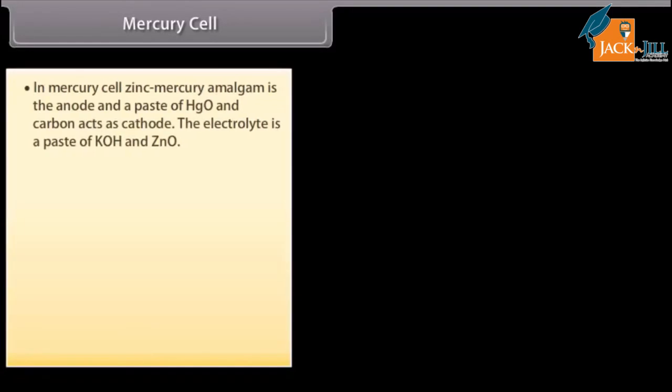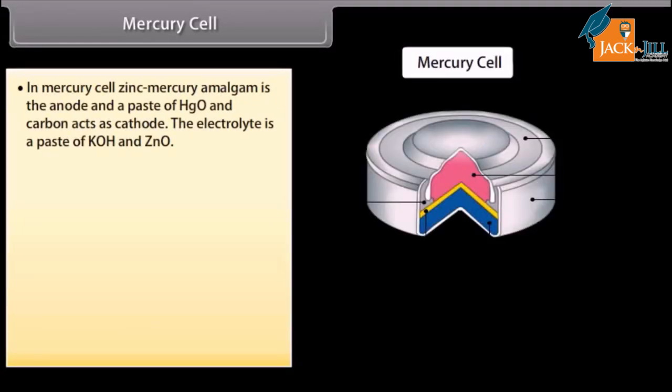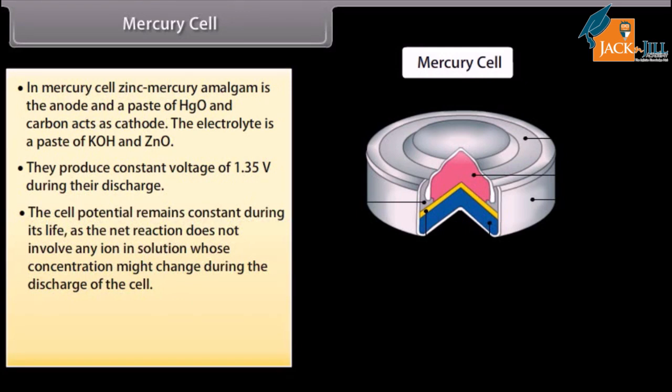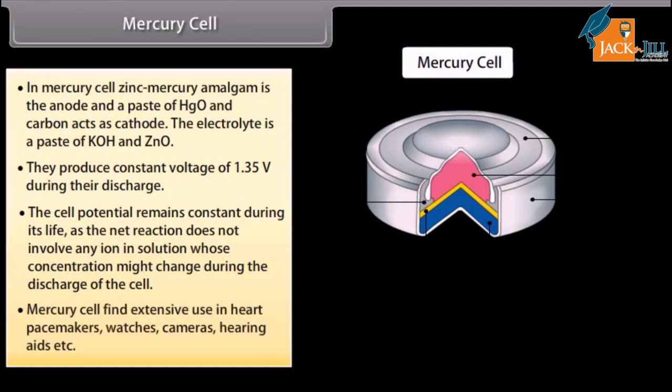Mercury cell. In the mercury cell, zinc-mercury amalgam is the anode and a paste of HgO and carbon acts as the cathode. The electrolyte is a paste of KOH and ZnO. They produce a constant voltage of 1.35 volt during discharge. The cell potential remains constant during its life, as the net reaction does not involve any ion in solution whose concentration might change during the discharge of the cell. Mercury cells find extensive use in heart pacemakers, watches, cameras, hearing aids, etc.